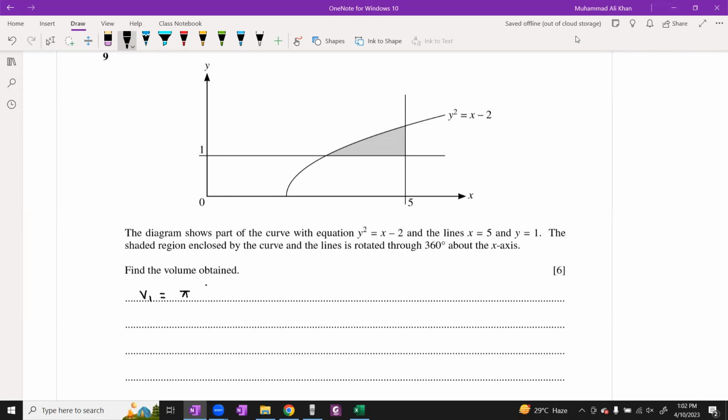क्या होगा, pi? कहाँ से कहाँ तक? सबसे पहले हमें ये coordinate मालूम होना चाहिए. When y is 1, x is 3. 3 से लेकर 5 तक. y square क्या है? x minus 2, dx. इंटीग्रेट करते हैं, x square by 2 minus 2x. लिमिट्स 3 से लेकर 5 तक.